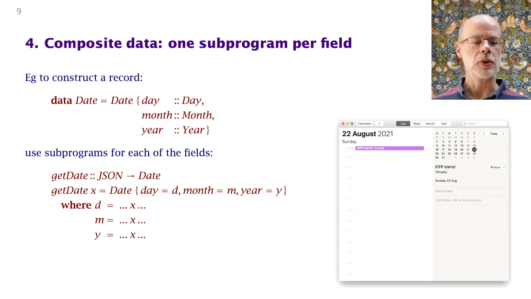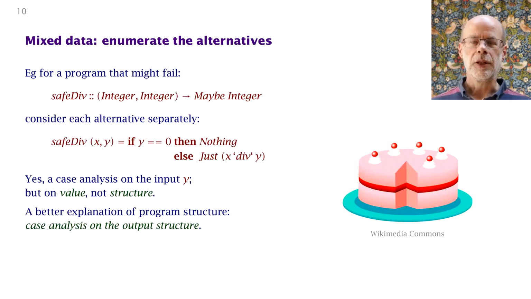So let's name those. Let's have one subprogram per field, name those subprograms D, M and Y, and then we have to construct the record out of D, M and Y. Dually, if you have to produce variant data, enumerate the alternatives.